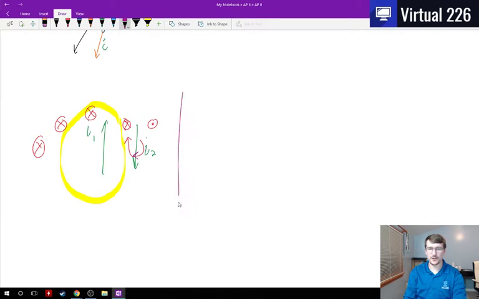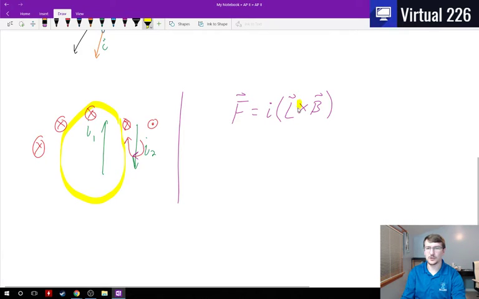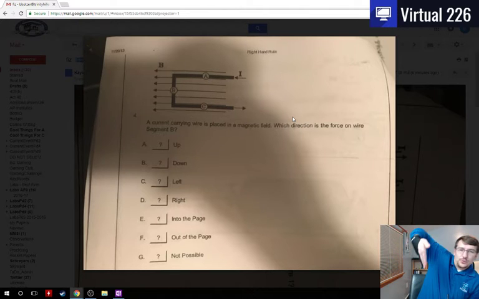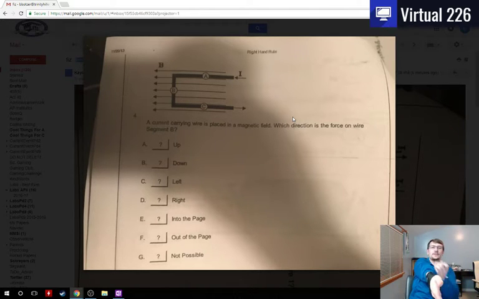Now, if we have a current carrying wire, the force acting on it is going to equal I, which is the current, times L cross B, the B field, with L being the direction of the current. So since I'm running a cross product for this, I need to go L cross B. In this case, my L is pointing down to follow the current, and my B field is going to my left. So when I curl my fingers to that, my thumb ends up sticking into the page.